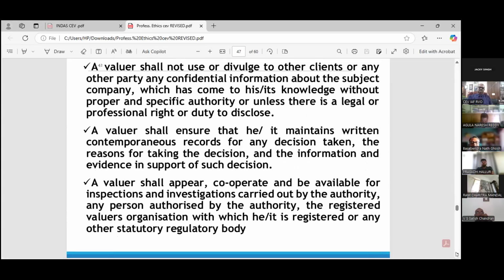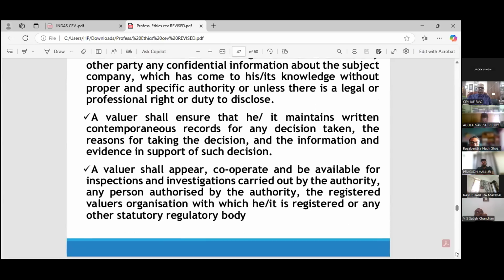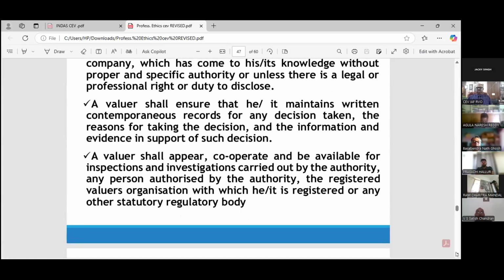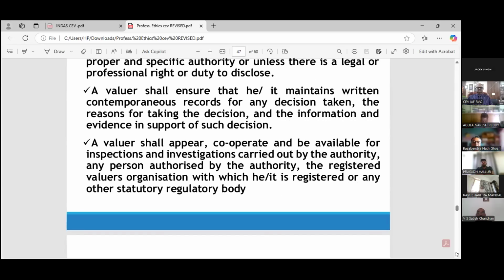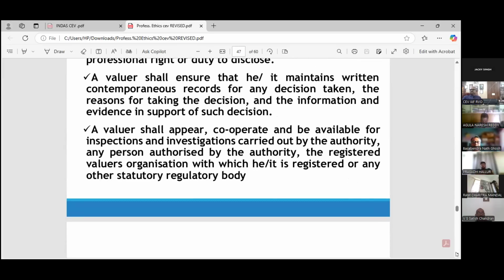A valuer shall ensure that he or it maintains a written contemporaneous record. Written contemporaneous record means a day-to-day record for any decision taken, the reason for taking the decision, and the information and evidence in support of such decision. A valuer shall appear, cooperate, and be available for inspection and investigation carried out by the authority, by any person authorized by the authority, the registered valuer organization with which he or it is registered, or any other statutory regulatory body.